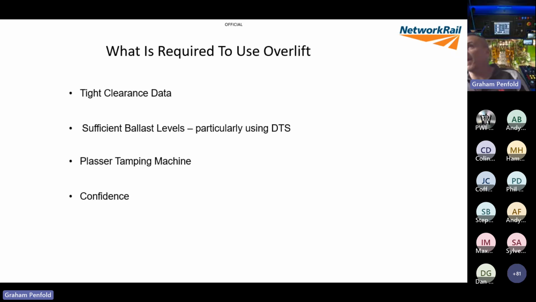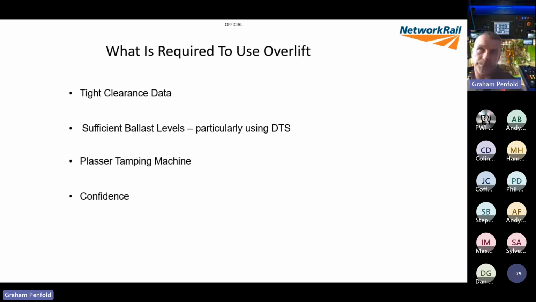So we've got the beauty of not only applying DTS, but we've got our track very close to our design level, which we wouldn't have unless we overlifted it. So yes, get your tight clearance data, but bear in mind, if you use it with other technology, you can use it in areas where you compromise clearances, knowing that the track's going to settle.